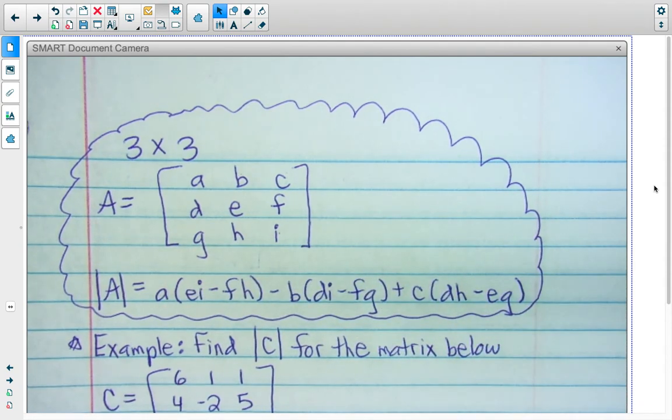So somewhere in your notes, you want to write down the 2 by 2 matrix formula, and you also want to write down the 3 by 3 matrix formula. That way you can keep those handy as you work on homework assignments, quizzes, tests, and things like that.